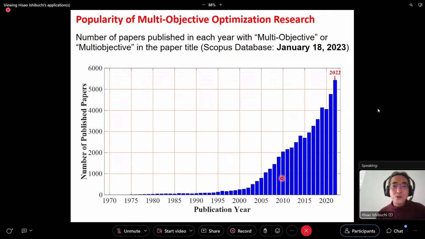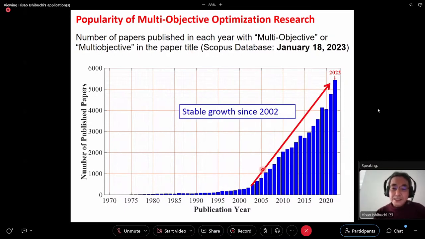And this slide shows the popularity of multi-objective optimization research. The horizontal axis is the publication year, and vertical axis shows the number of published papers. So each blue bar shows the number of papers published in each year. We focus on multi-objective in the paper title. So from this figure, we can see that the number of papers on multi-objective is increasing every year. Stable growth since around here. In the last 20 years, the number of published papers on multi-objective is clearly growing. And last year is here. So still the area of multi-objective optimization is growing rapidly.